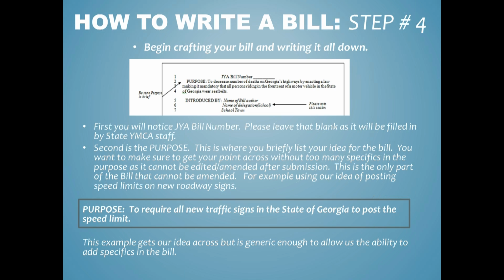But if we were to write that and say to require that all new traffic signs in the state of Georgia to post that the speed limit is 55 miles an hour, then we're already kind of boxing ourselves in because we're listing a very specific purpose, and if we can't garner enough support for people to vote in favor of that, then we're kind of in trouble right off the bat. So you want to get your point across, but you want to be as general as possible.